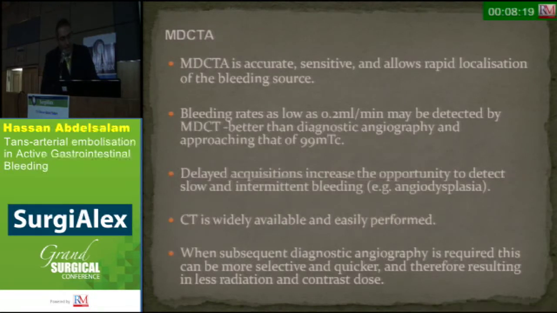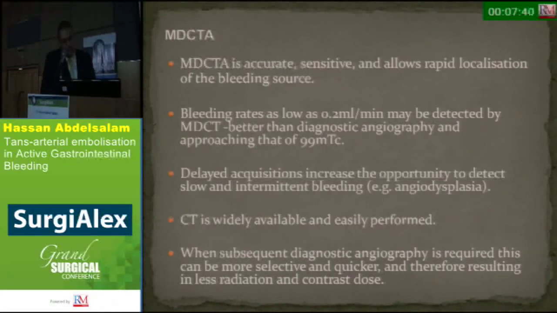Multi-detector CT angiography or multi-slice CT angiography is very accurate, very sensitive, and allows rapid localization of bleeding source. And it can detect bleeding rates as low as 0.2 mL per minute, which is better than direct diagnostic angiography and approaching technetium scan. Also, the delayed phase of the CT angiography can detect slow and intermittent bleeding, and it is widely available, which makes it very easy to perform.